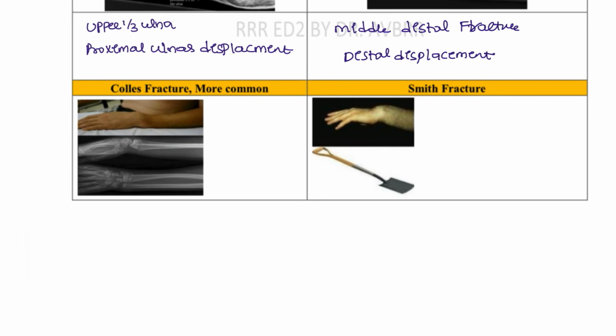Colles fracture is going to involve a distal radius fracture, same as the Smith fracture.